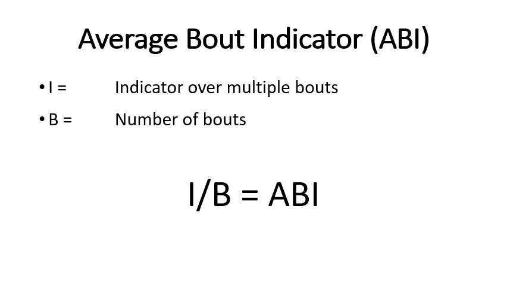To solve this problem, we can make another simple calculation, the average bout indicator. Simply take the indicator calculated over multiple bouts, however many that is, and then divide by the number of bouts to arrive at the ABI, or average bout indicator, which now is conceptually similar to the indicator that you would calculate in a single bout.